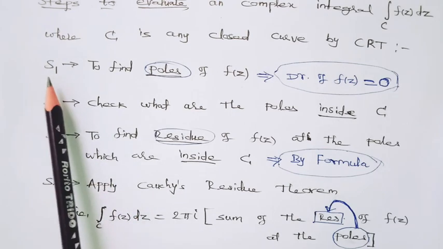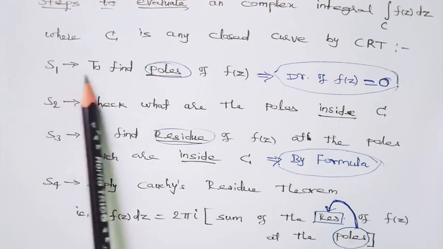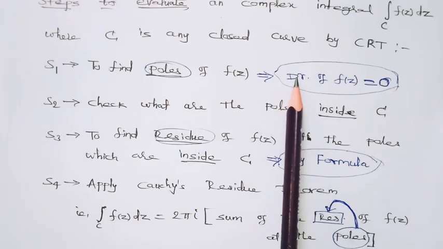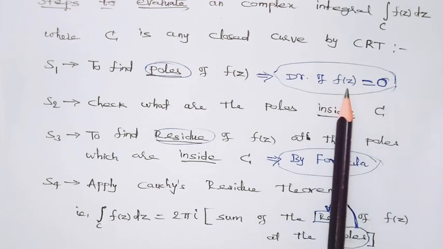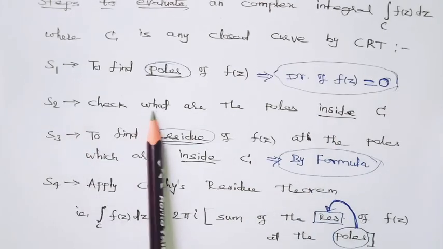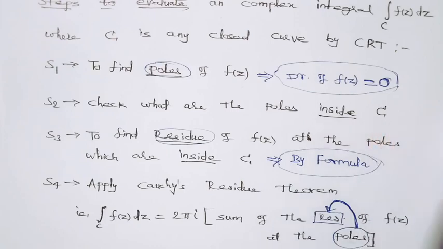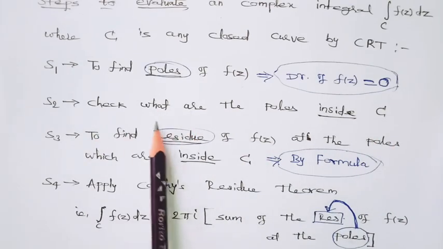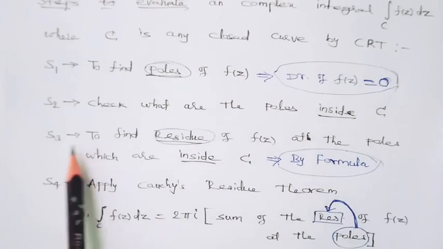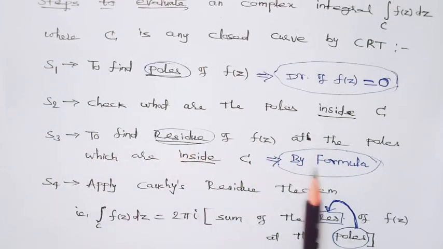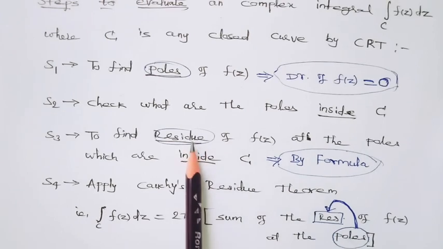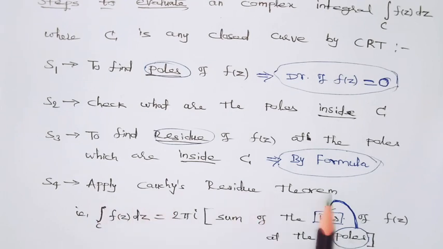So I'll repeat again. What is step number 1? Find the poles of the function f of z by equating the denominator of the function with 0. Step number 2: check which poles are inside C by substituting the poles in the given C. Step number 3: find the residue by using the formula, only for the poles which lie inside C. Finally, apply the Cauchy residue theorem. The statement is: the integral over C of f of z dz is equal to 2 pi i times the sum of the residues of f of z at the poles.